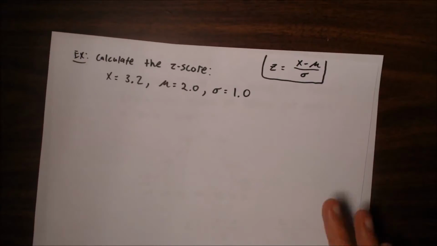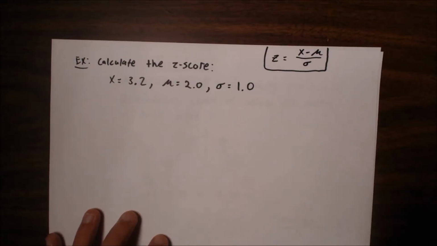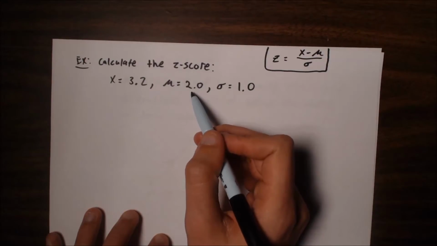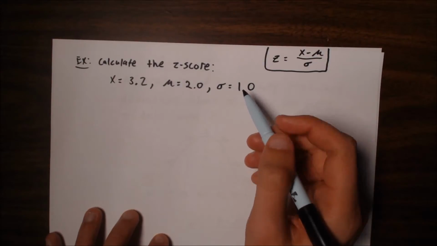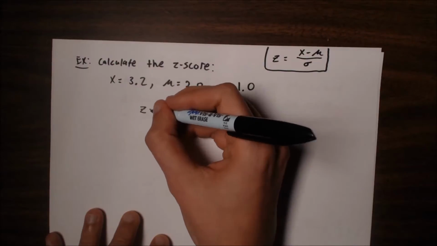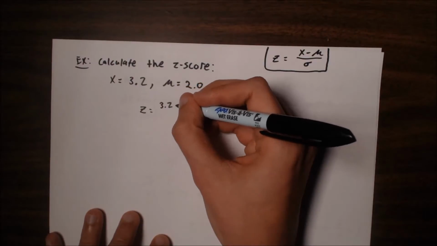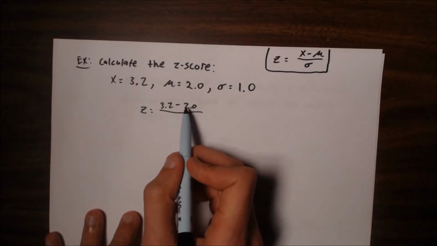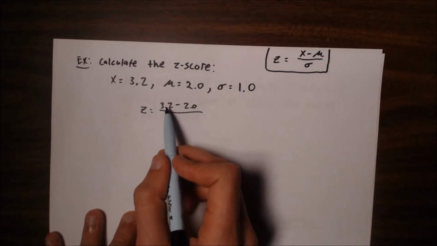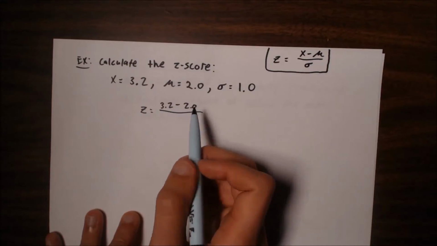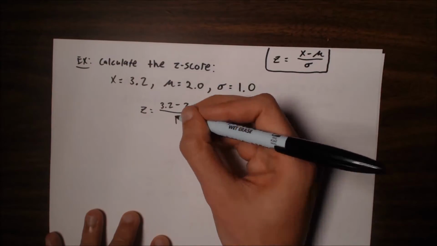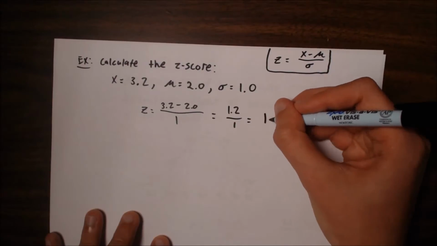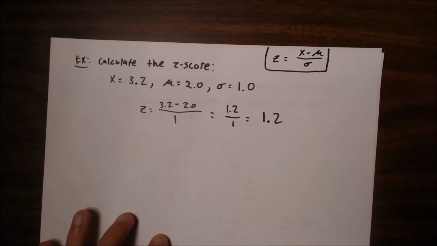Here's another example. It just says calculate the z-score, and they just give you the parameters. You've got a data point 3.2, the mean is 2, and the standard deviation is 1. So all we have to do to find the z-score is take the data point 3.2, subtract the mean, which already you can tell we're 1.2 units, whatever the units are that we're measuring in, above the mean, divided by 1. That gives us 1.2 over 1, which means you have a z-score of 1.2.